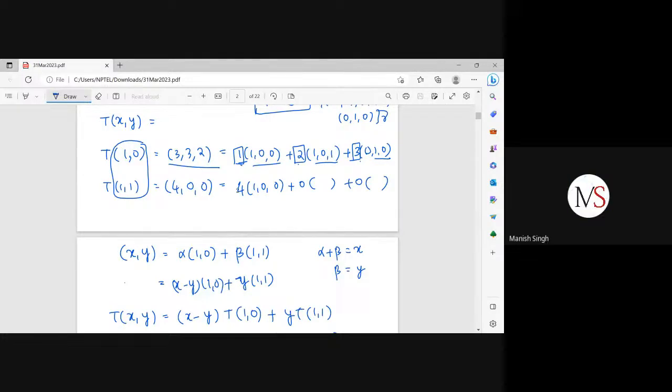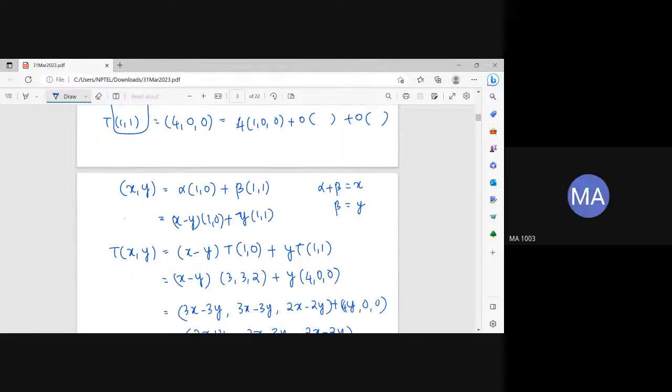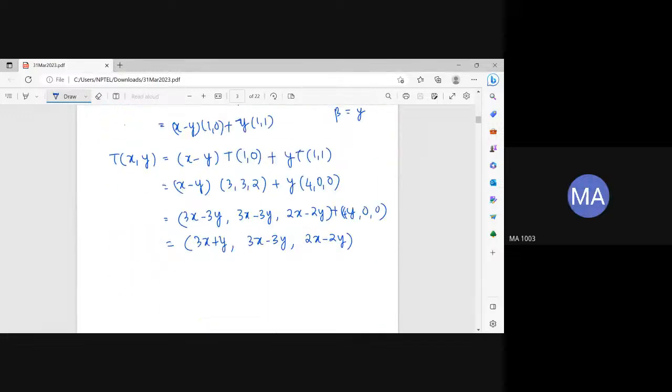Ma'am, can we share the sheet? Share the sheet? The PDF. It's the PDF, which you share after the session, right? Yeah. After the session. Ma'am, we can share this in the chat itself. Where? We can save it then.